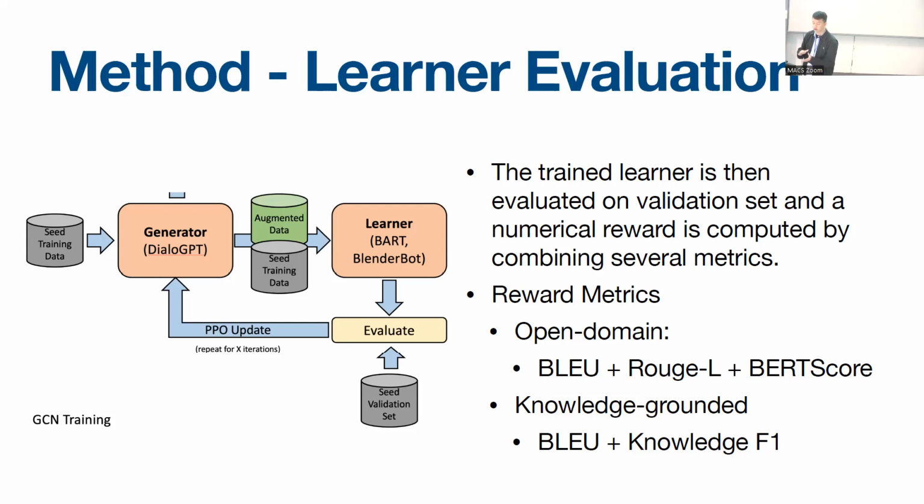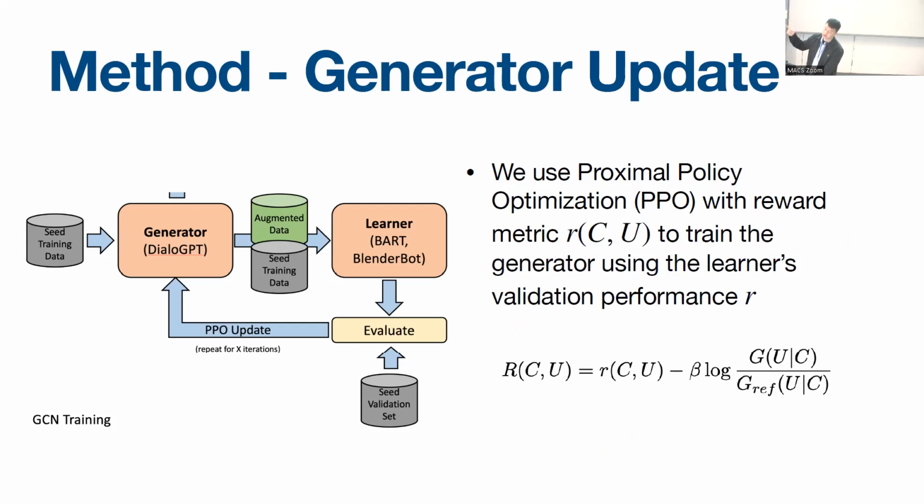So intuitively, it measures the overlap between the knowledge and the response. And then for updating the generator that produces the augmented data, we use proximal policy optimization, short for PPO, with the following modified reward to train the generator using the learner's validation performance. The first term here, small r, is the generation metrics that I mentioned in the previous slide: BLEU, ROUGE, BERTScore, knowledge F1. And the second term is the KL divergence regularization term that prevents the generator from diverging too much from a reference large language model. The g_ref here is just a pre-trained DialoGPT.